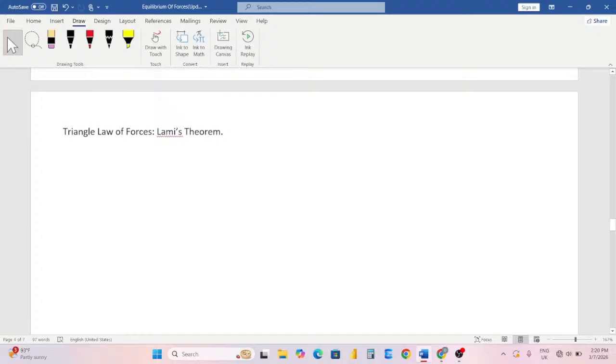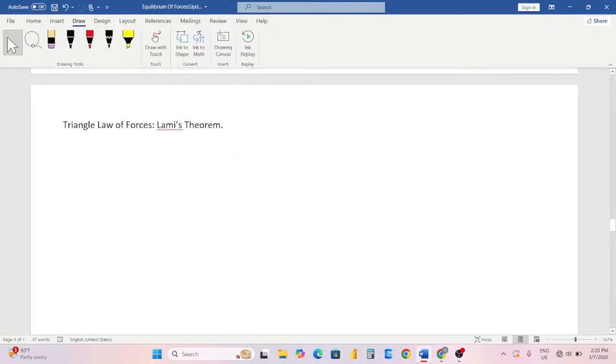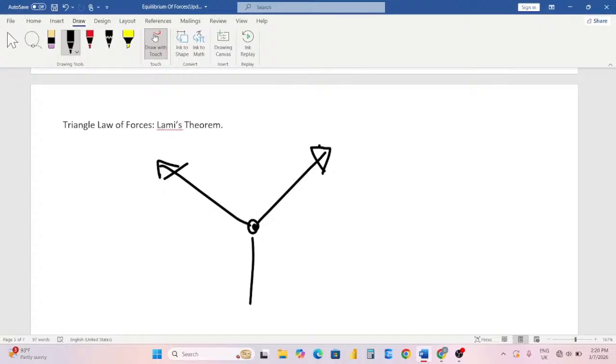Let us move on to triangular forces. So the triangular forces, we are looking at forces acting on an object. Forces acting on, particularly say this is the object, forces acting on an object and attaining what? Equilibrium.